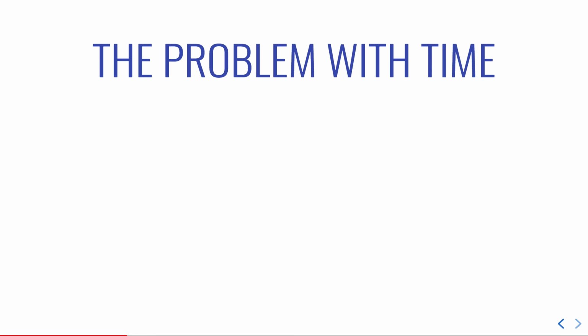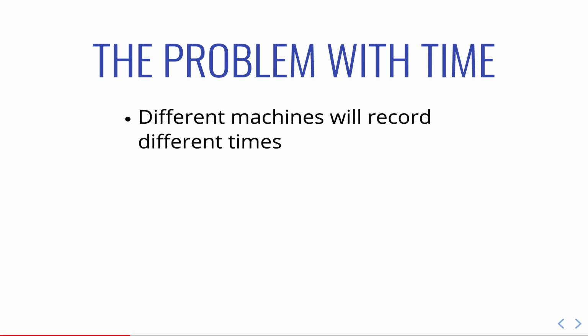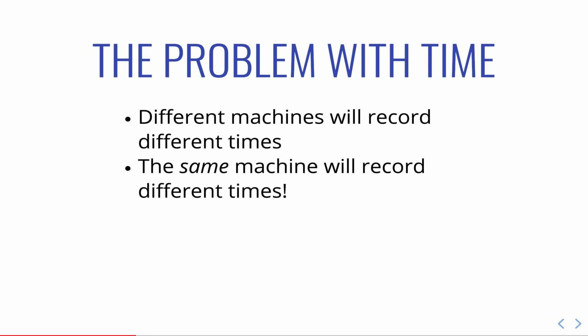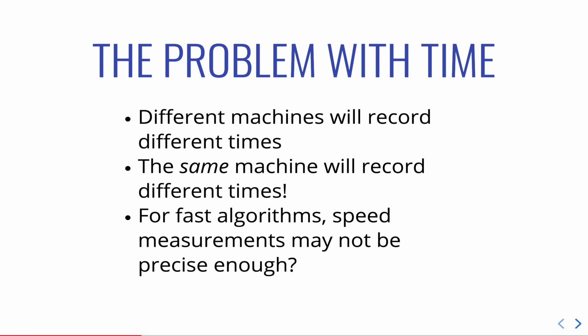The problem with time sounds like a title of an album an aging rocker would come out with at the end of their career, but really, there are some problems with timing our code. First is that different machines will record different times. Second, the same machine will sometimes record different times. I'm going to show you this in just a moment. Also, sometimes our algorithms are so fast that testing them with a timer is not going to be precise enough.